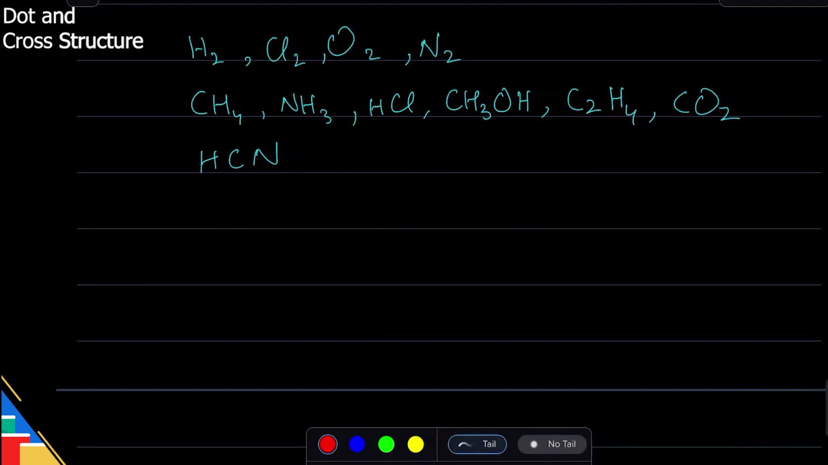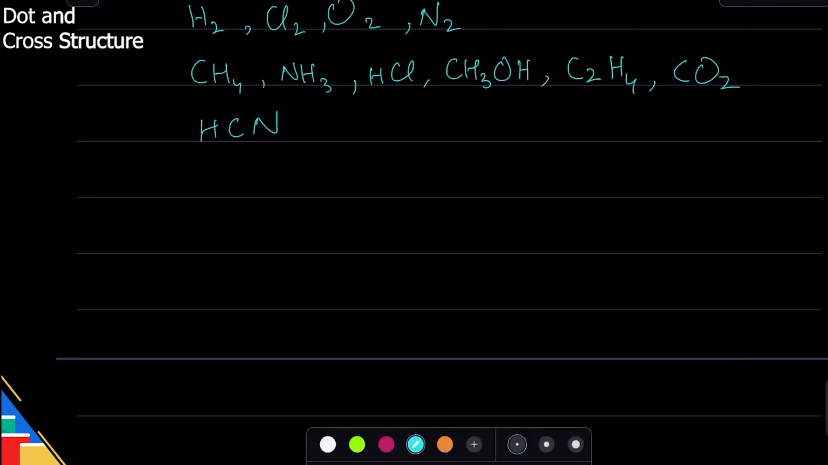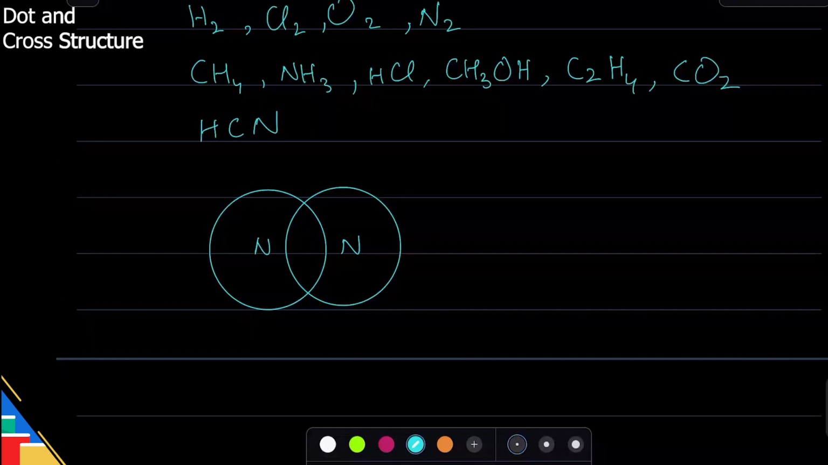So the method to draw any dot and cross diagram is to obviously start with the atoms that you have. So for example, if we have nitrogen. So I'll start with, I have two nitrogen क्योंकि N2 है. So two nitrogen means that I have this two circles for each nitrogen. First thing is you should write the symbol in the center. Don't draw a circle for the nucleus, लेकिन symbol center में बनाए.